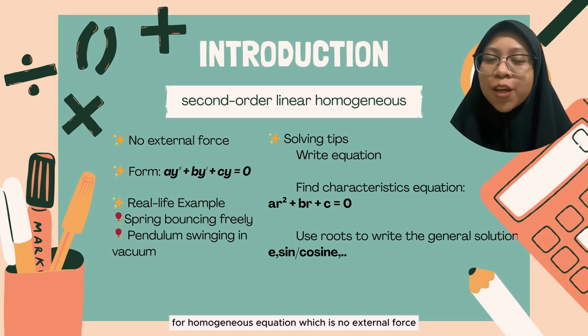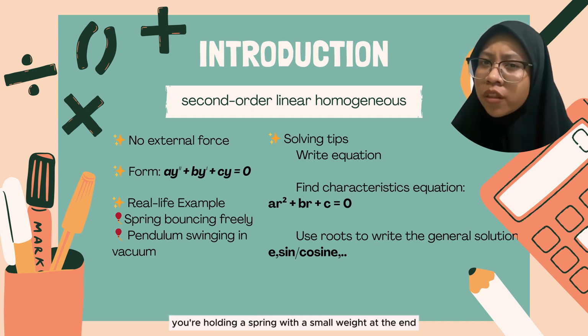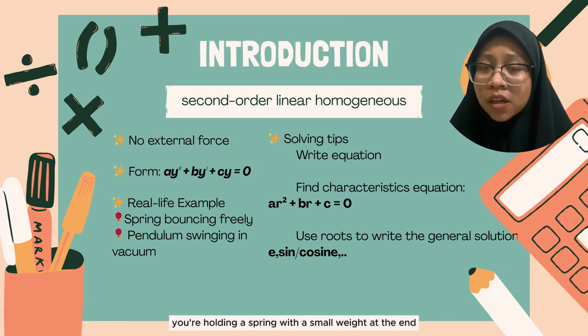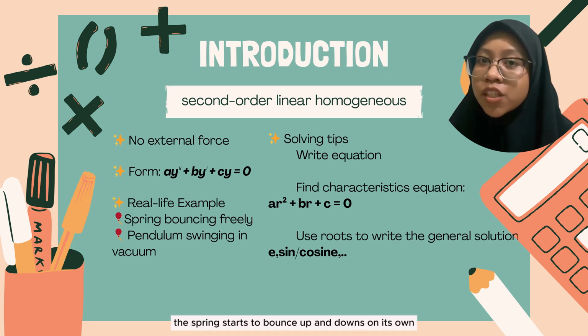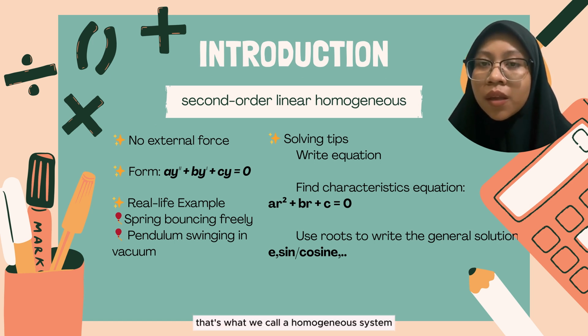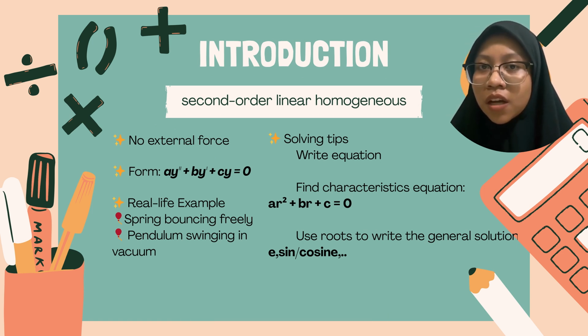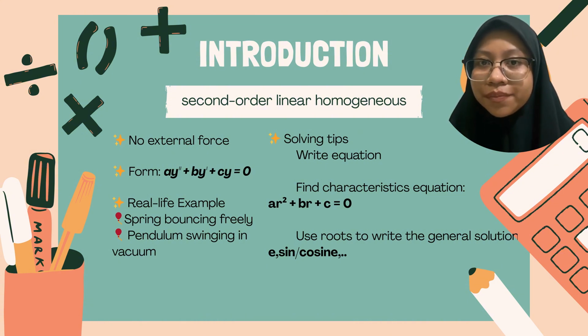For a homogeneous equation, which is no external force, let's imagine this. You're holding a spring with a small weight at the end. You pull it down, then let go. What happens? The spring starts to bounce up and down on its own without anyone touching it again. That's what we call a homogeneous system. The movement comes only from the system itself, and there is no outside force acting on it.